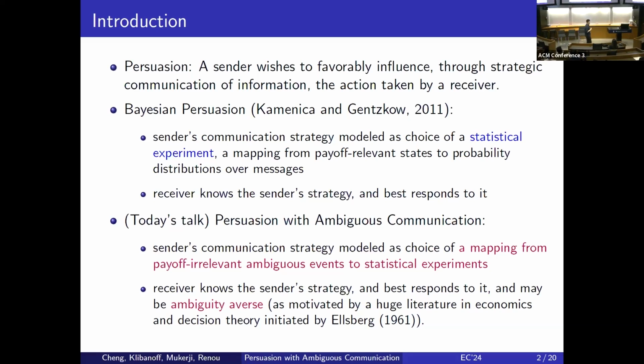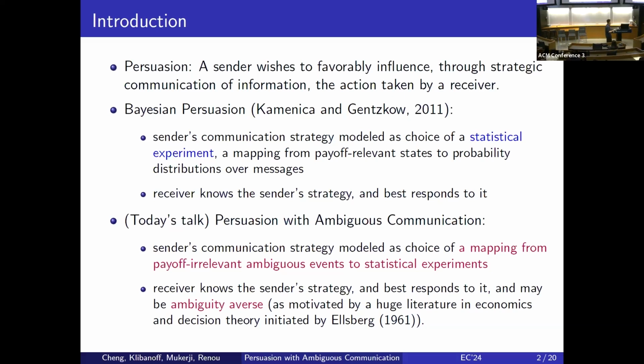In this paper, we're going to study persuasion, but at the same time, we're going to expand the set of communication strategies for the sender. Especially, we're going to allow the sender to communicate also in an ambiguous manner. So how do we model that? We're going to model that the sender can commit to a mapping from some irrelevant ambiguous events to statistical experiments. So as a special case, Bayesian persuasion is where this mapping is a constant mapping. So all the events map to the same experiment, that is Bayesian persuasion. And I'm going to make this more precise in a few slides.